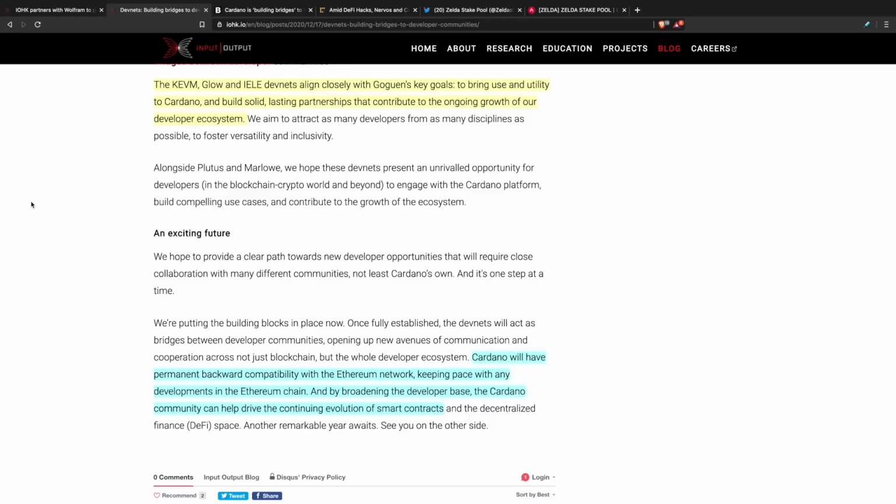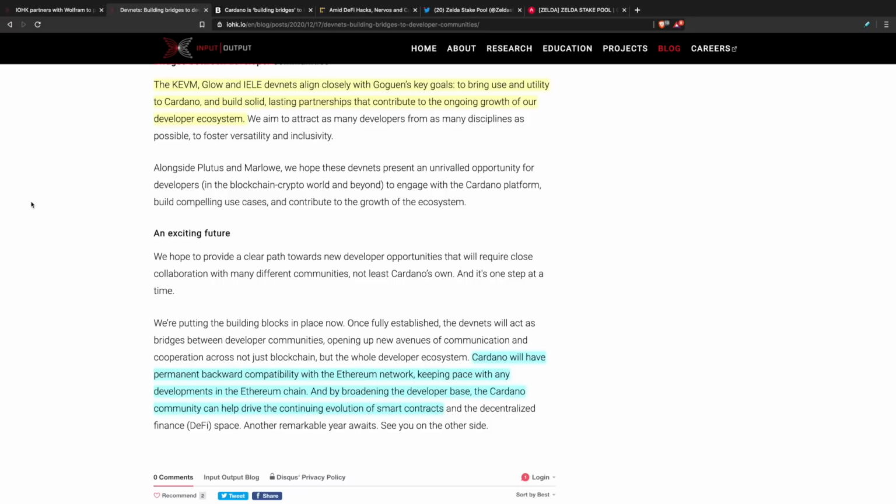With these DevNets, Cardano will have permanent backwards compatibility with the Ethereum network, keeping pace with any developments on the Ethereum chain. Keeping in mind also that all of these developments are happening alongside the work being done with Plutus and Marlowe, which are the Haskell-based programming languages for Cardano developers.